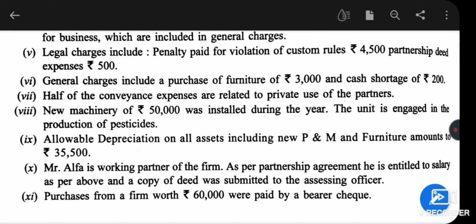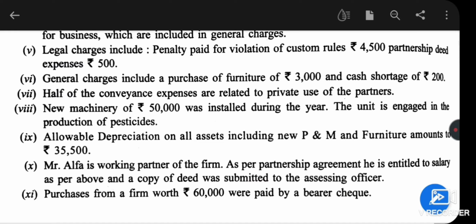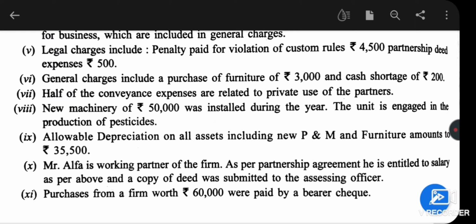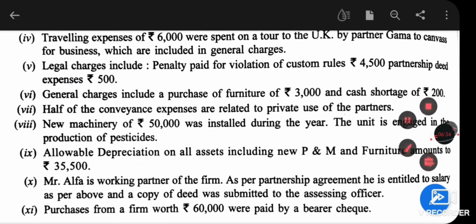Now, any amount paid, worth rupees 10,000 and above, if it's paid with a bearer check, or if it's paid in cash, then it's going to be disallowed. Okay, purchases made with a bearer check exceeding rupees 10,000, 100% of that is going to be disallowed. Okay, so let's solve the problem slowly and understand as we go.